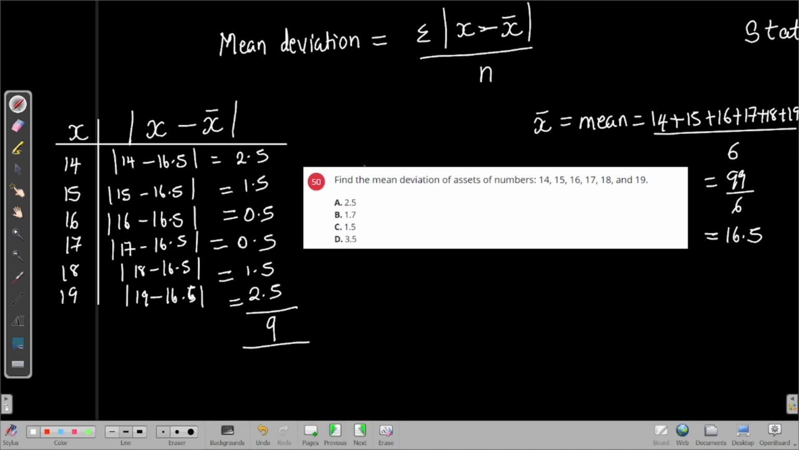So the mean deviation is the summation. Summation means you are adding. So the sum of everything is 9. Then 9 divided by n, the number of numbers. This is 1, 2, 3, 4, 5, 6. So the answer is 9 divided by 6. I'm going to treat statistics on Wednesday, and we'll look at this much better.